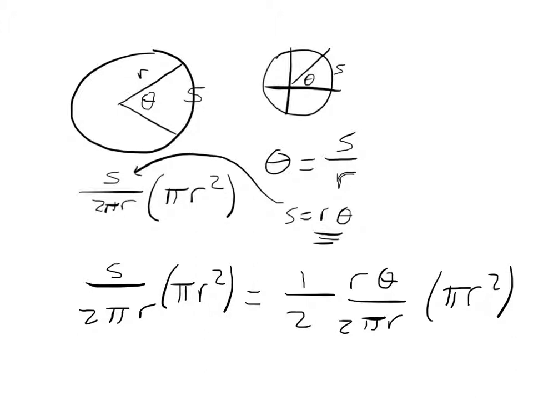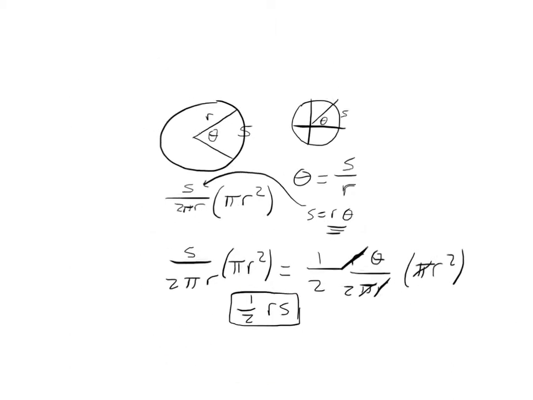And then let's simplify. The r's are going to cancel, my pi's are going to cancel, and I'm down to the area equals 1/2 r times S. Again, still have no theta in there, so I could write the area of that sector in terms of the product of the length of the radius and the length of the arc of the circle. And that's pretty cool. Area of a sector is 1/2 rS.